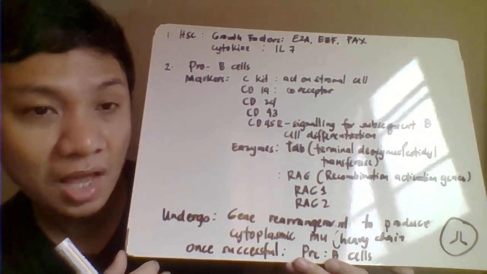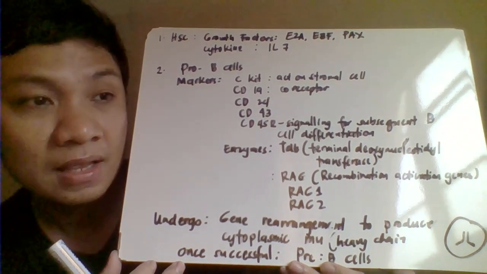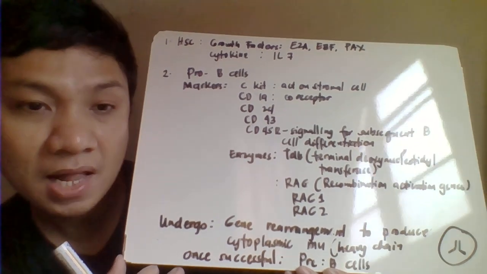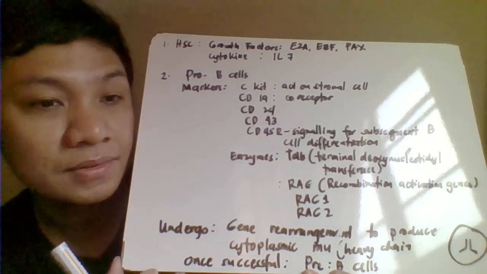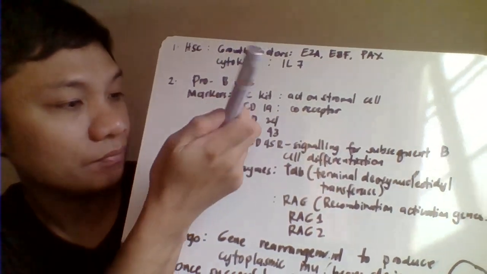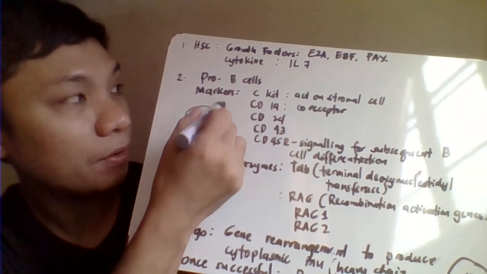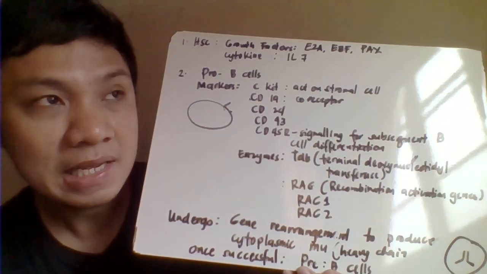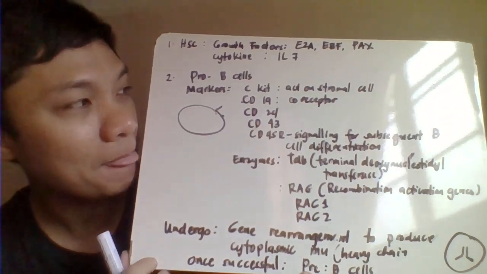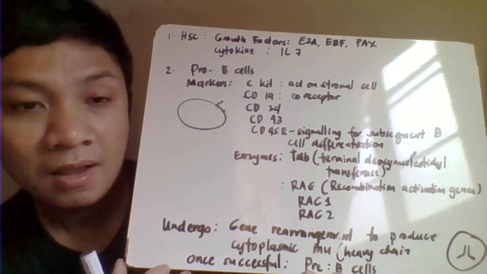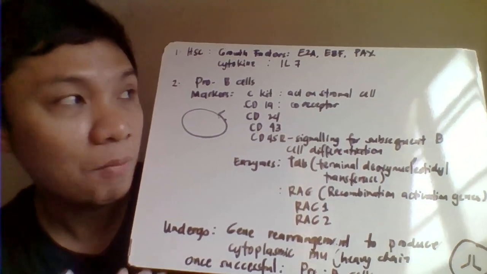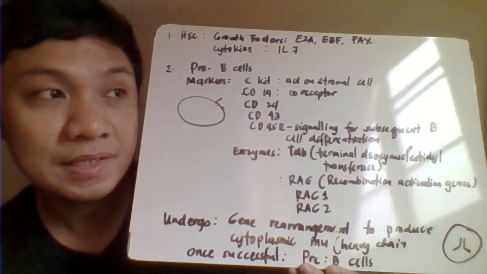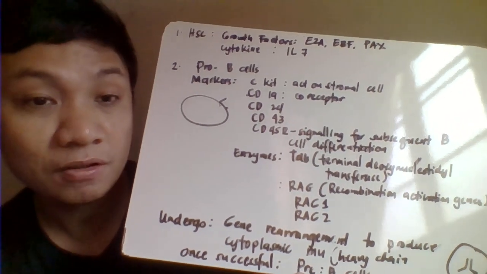So this is the earliest stage in your B lymphocyte development. The pro-B lymphocyte, or pro-B cell, contains the following CD markers, found on the surface. We have your c-kit. The c-kit here is the surface receptor that primarily interacts with the stromal cell or your hematopoietic stem cells, which allows your c-kit ligand to act on it and allows it to differentiate.